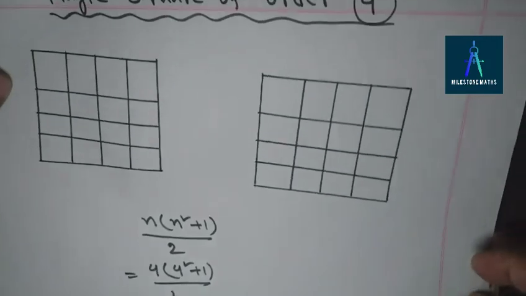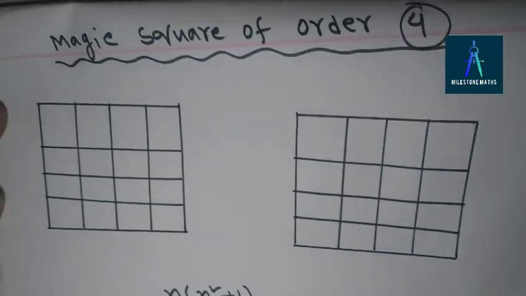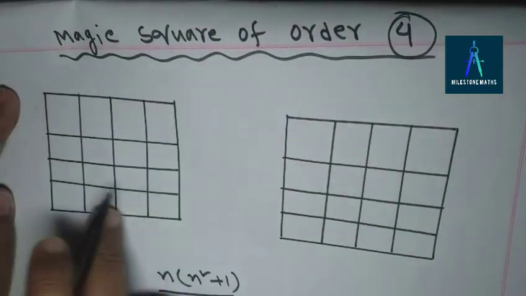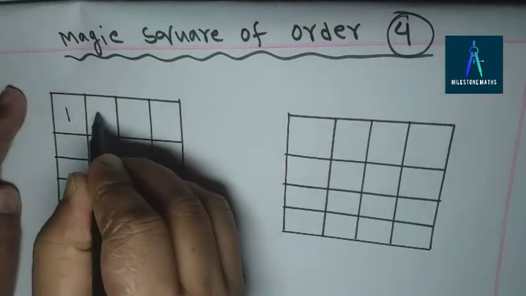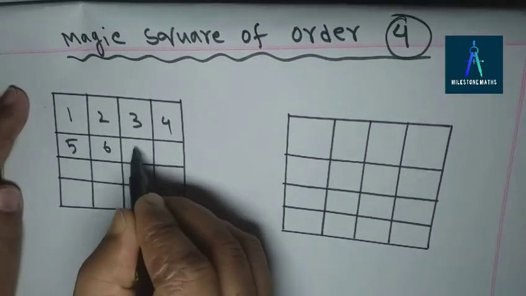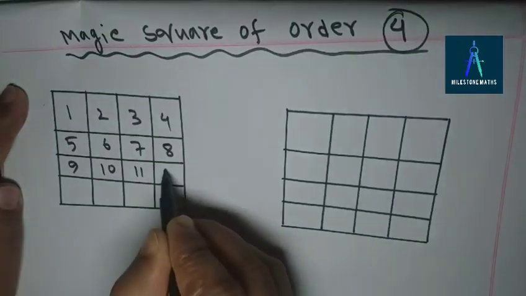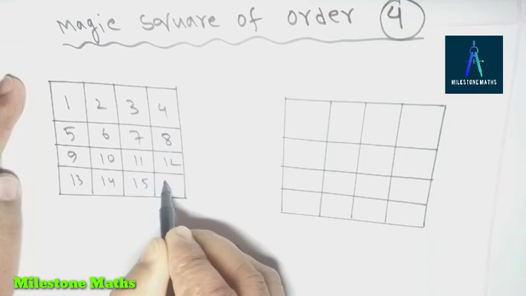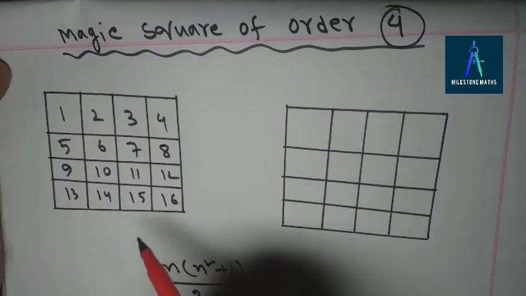Okay, so how we will get the number? First I will write all the natural numbers. That means here is 16 rooms. I will write 16 natural numbers here. First I will write here 1, 2, 3, 4, 5, 6, 7, 8, 9, 10, 11, 12, 13, 14, 15, 16. Then I will cut it diagonally.